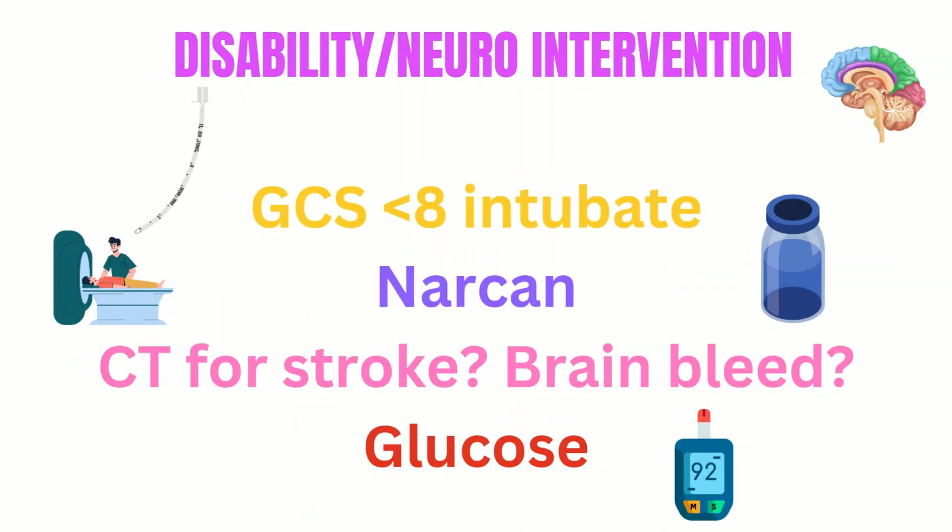And for interventions, include giving dextrose for hypoglycemia, giving Narcan if an overdose is suspected, getting a head CT, and assessing for head bleeds and other pathologies.